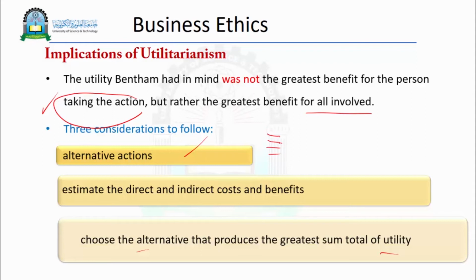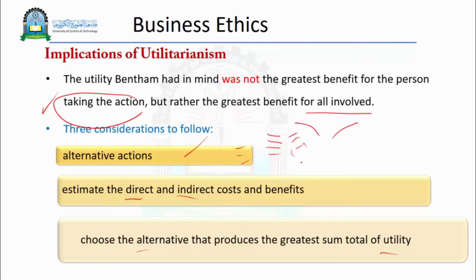For example, if you're talking about producing a product, or for example, rescheduling the timetable for students. So we must have different times, different dates. We try to choose the date, for example, Monday or Tuesday, that fits both the lecturer and the students. This is why we must have at the very least three alternatives, and these alternatives should also be studied in terms of the direct and indirect costs and benefits.